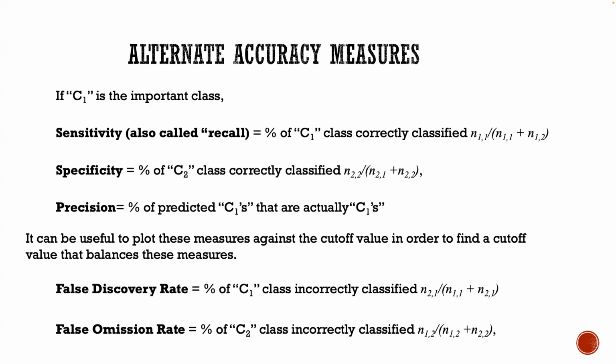And then we have precision. Precision is the percentage of predicted C1s that are actually C1s. So we predicted something as C1 and it actually happens to be C1. So this is something which is slightly different from sensitivity, right? Sensitivity also says C1 is correctly classified, whereas here also we are saying percentage of predicted C1s that are actually C1s.